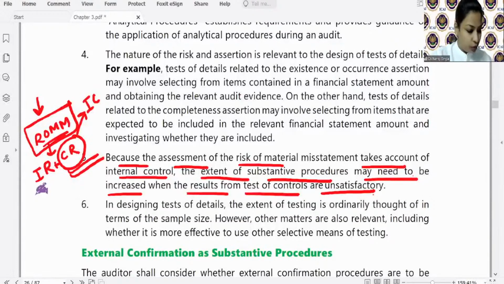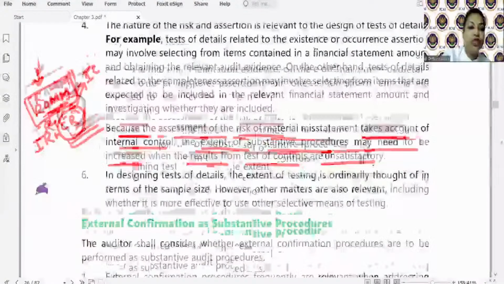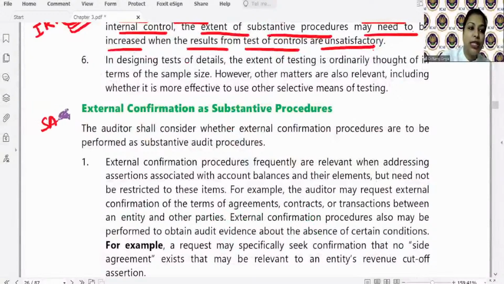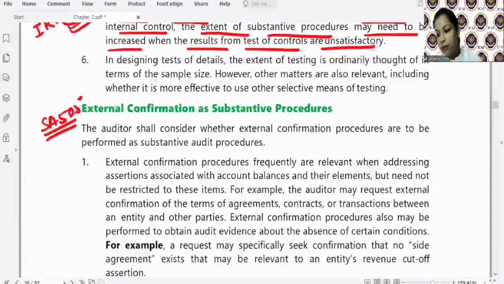Okay. So which point do you want me to discuss? Jyoti, quickly tell me. I am not clear about the point that you want me to repeat. Okay. So please tell me. Students, tell me whether it is clear about substantive procedures. This topic, external confirmation as substantive procedure, I will be discussing when we do SA 505 in detail in this chapter. Point 2. Jyoti, please mention the page number. What is this point?